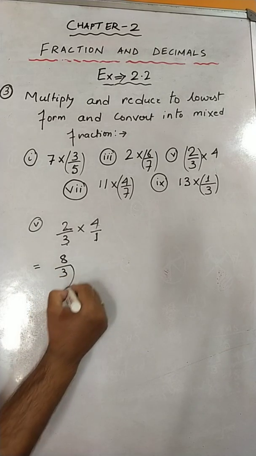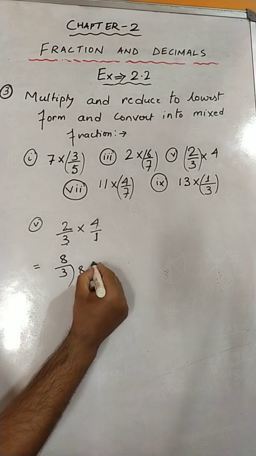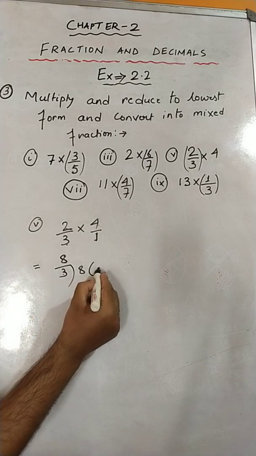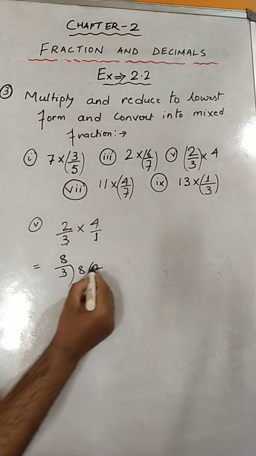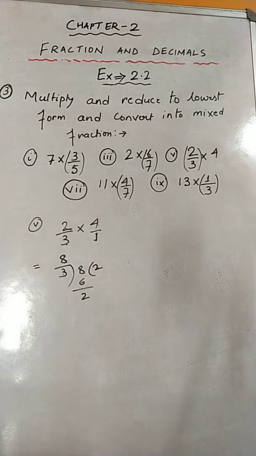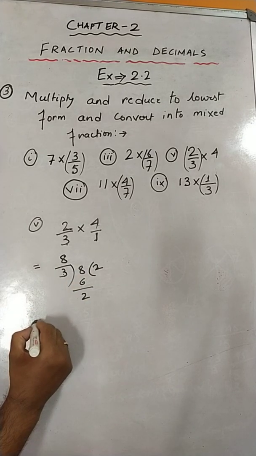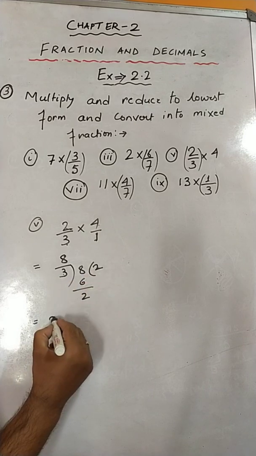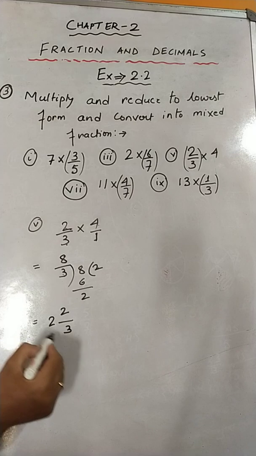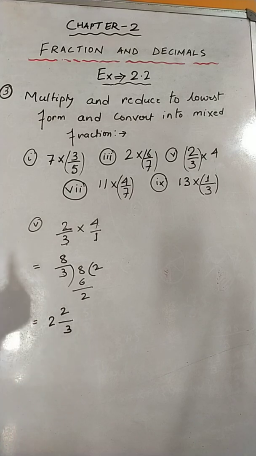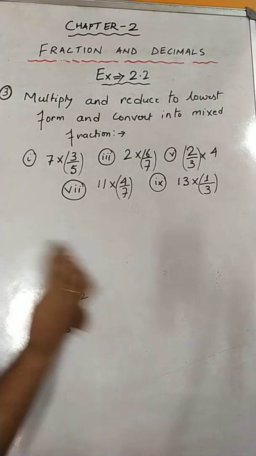Now let us turn this part into mixed fraction form. So 3 2s are 6, 3 3s are 9. So with 2 it will go, 3 2s are 6. So the remainder will be 2. So what will be your answer? That is quotient, remainder and divisor. So this is the required answer, 2 2 by 3. Okay. So now let's move on to sum number 7.